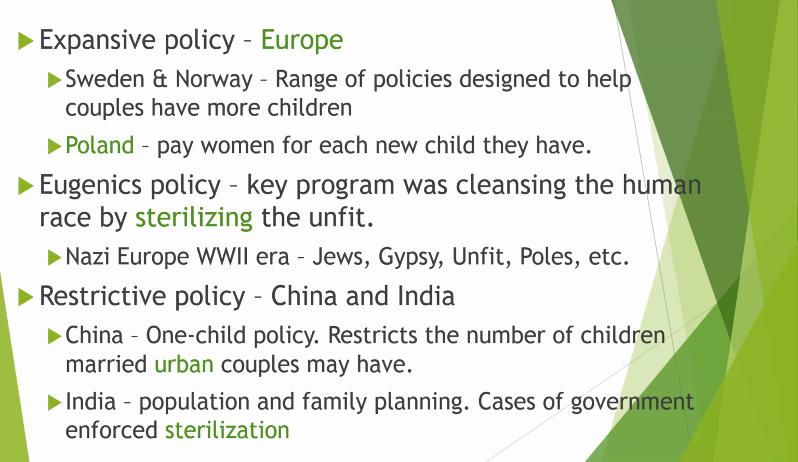When we talk about eugenics, although eugenics philosophy was developed in the U.S., we saw it manifest most dramatically in the Nazi regime in Europe, with selective sterilization and encouragement of producing the Aryan race. Restrictive policies, the two main ones we talked about were China and India. China with the one-child policy, restricting the number of children that urban couples could have. It was a challenge certainly for the Chinese to enforce that, especially in the countryside, but it did have a significant impact on the population of the country.